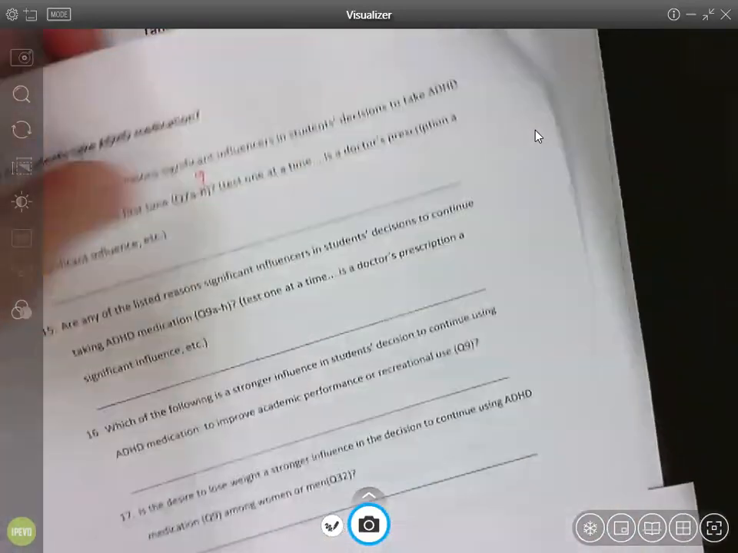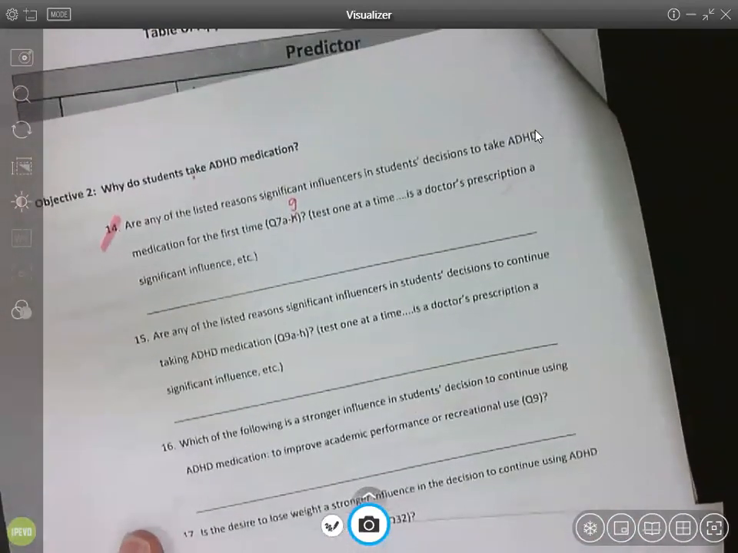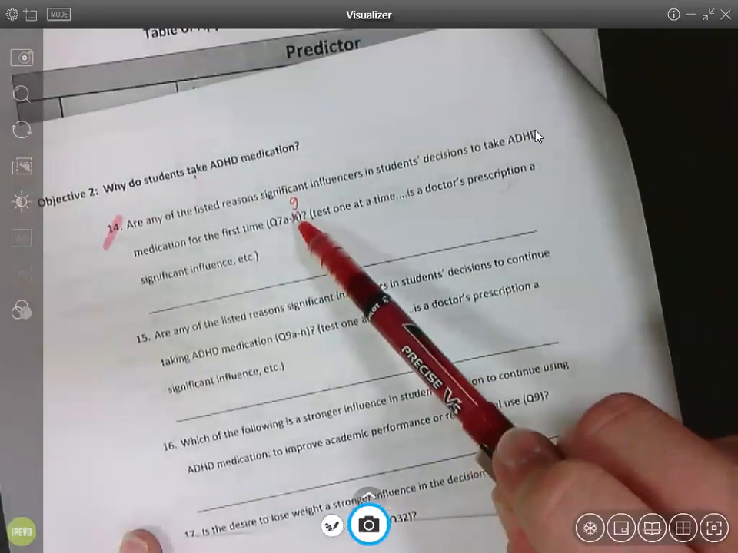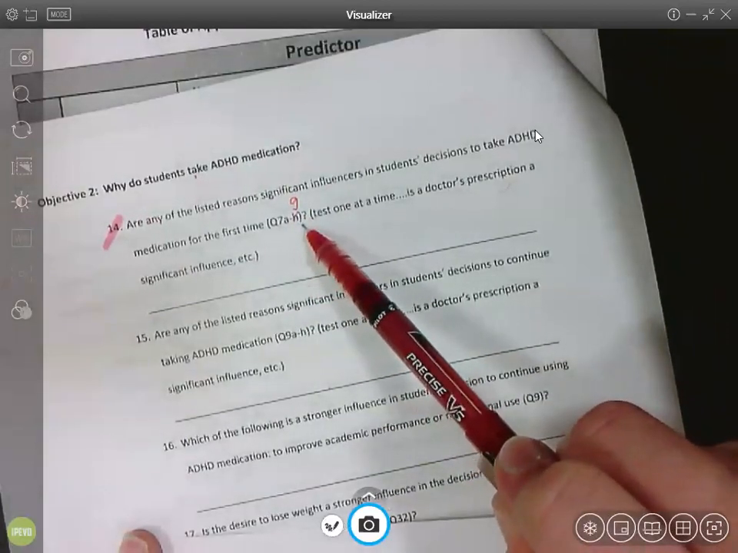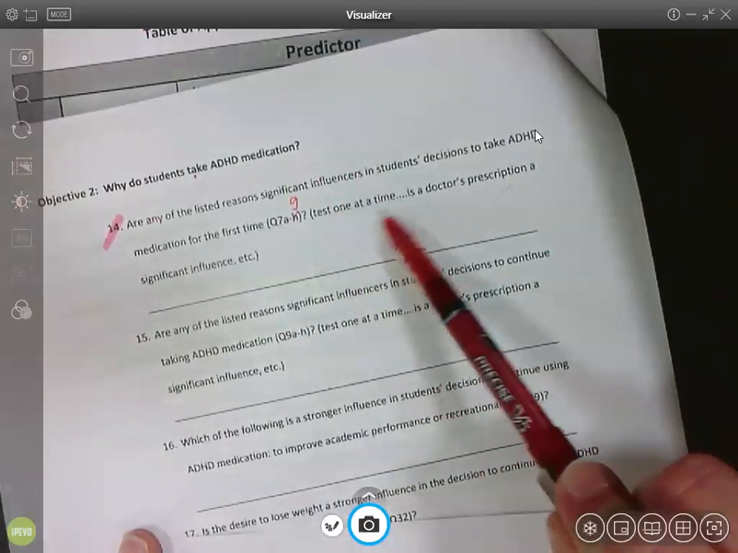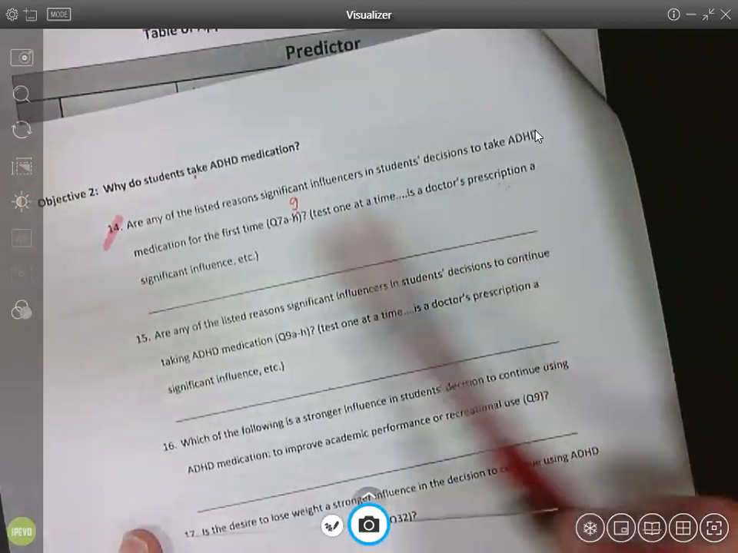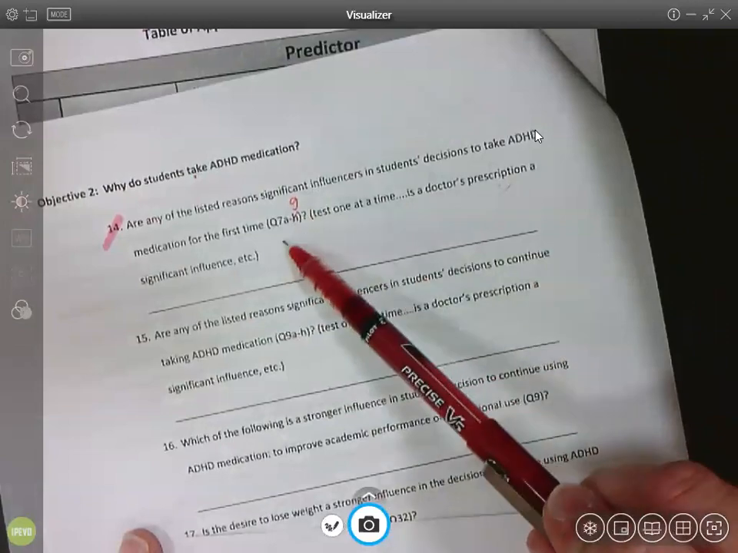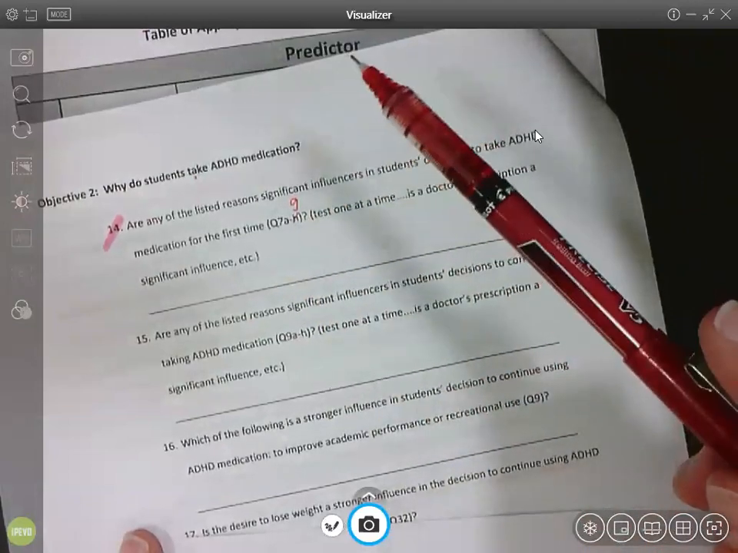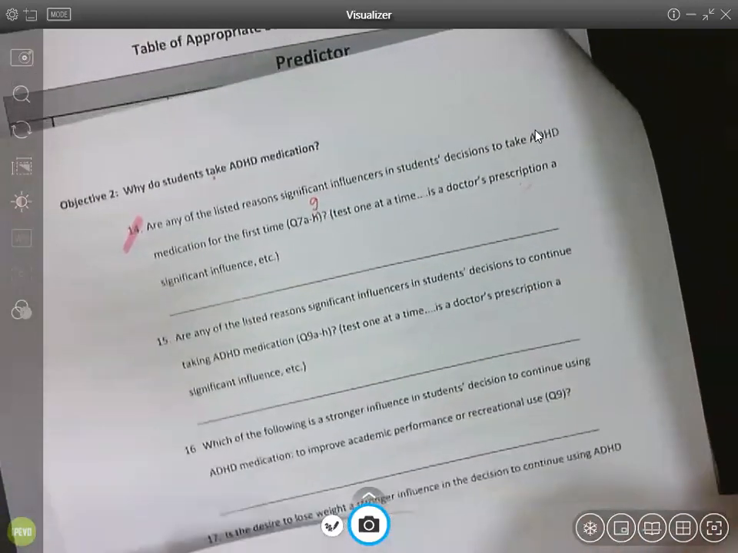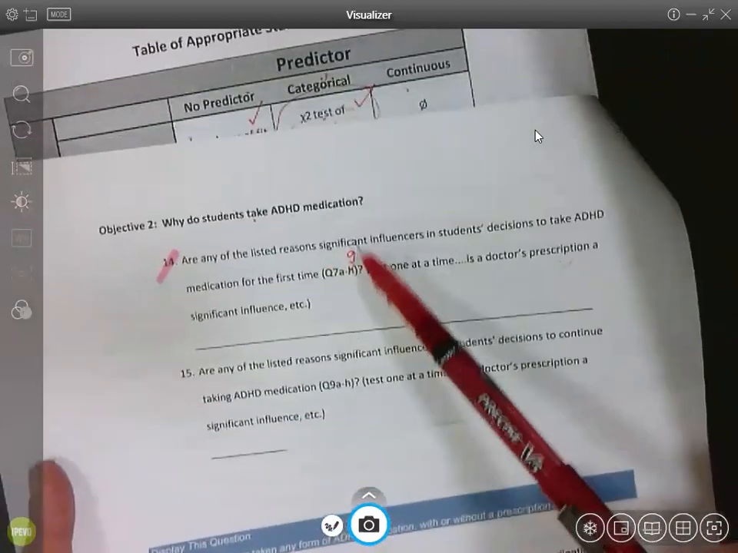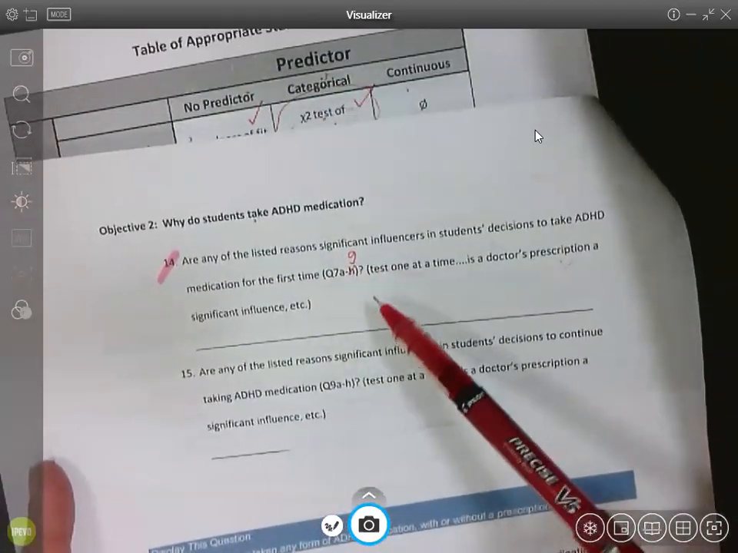And so looking at this question and trying to figure out what we're going to do with this information, the first thing that you should notice is that only one variable is identified here. All right, so this says test one at a time. Is a doctor's prescription a significant influence? All right, so we just have the data from Q7A, in this case, the doctor's prescription, and we're trying to answer some question about how people answered that one question on the survey.